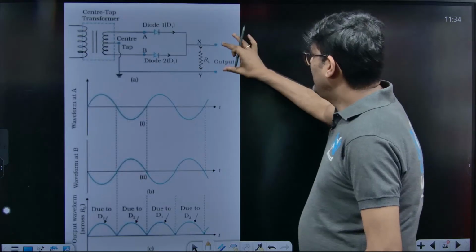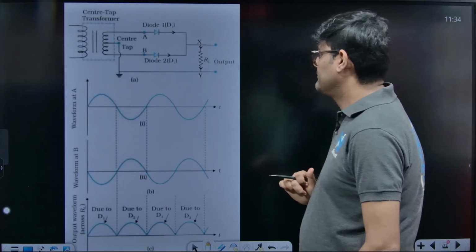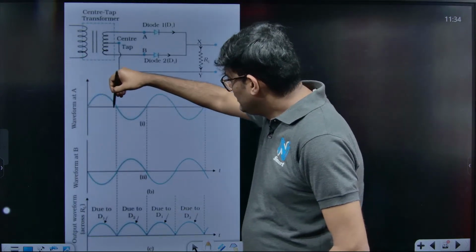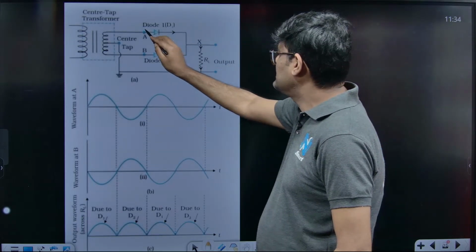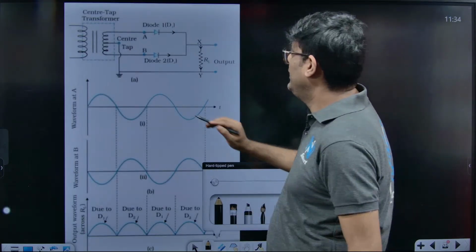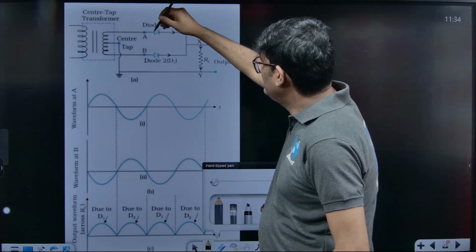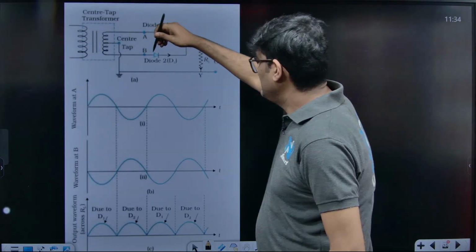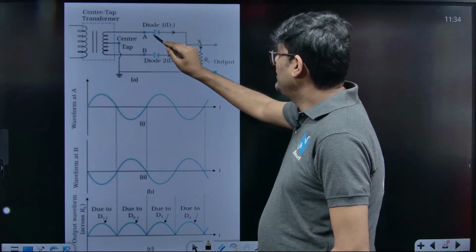But when I try to understand the output across this XY, across this load resistance, let us first understand the cycle from 0 to T by 2. From 0 to T by 2, A is positive, B is negative. So if A is positive, can you see which diode is functioning now? If A is positive, this diode is connected with P, so it is forward bias. B is negative, but P is connected with negative, so it is reverse bias. So diode D1 conducts.